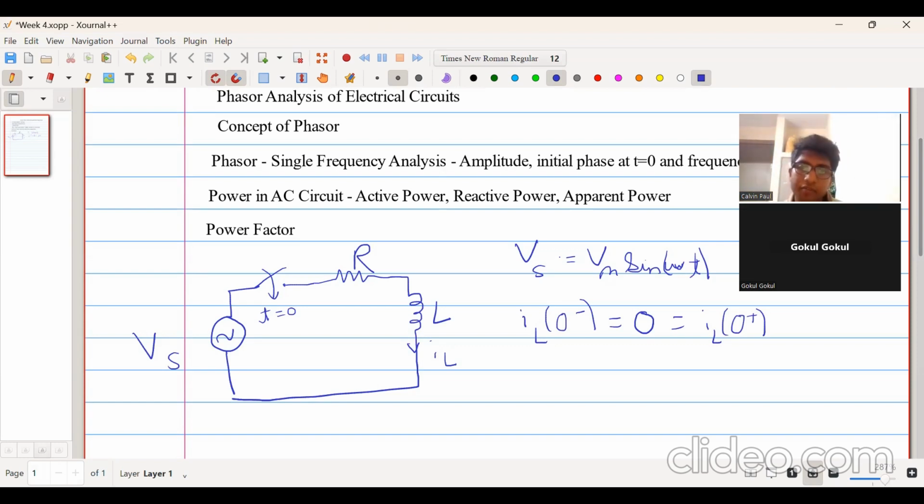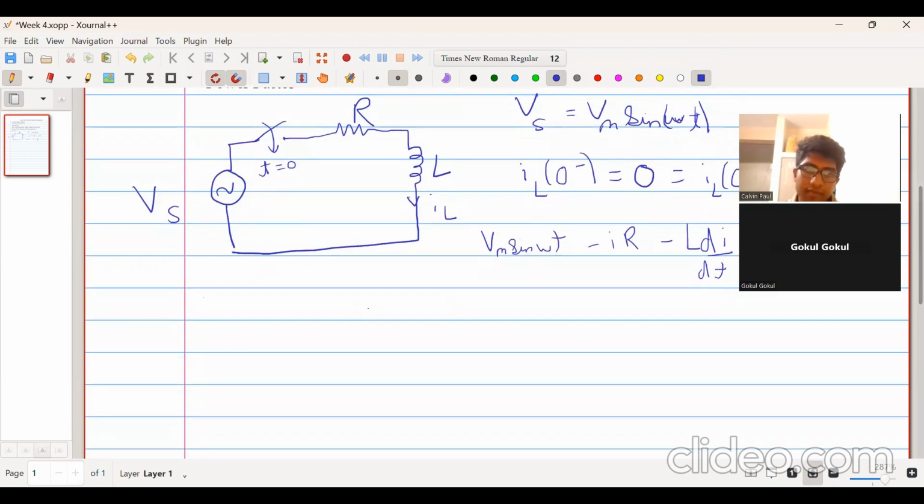Now, when the switch is closed at time t equal to 0, it will result in a differential equation: Vm sine omega t minus I into R minus L into di by dt is equal to 0. Or we can write it as L into di by dt plus I into R is equal to Vm sine omega t. Now, we have studied last week how to solve these differential equations, and we also considered a sinusoidal forcing function. So the solution of this differential equation is given by this.